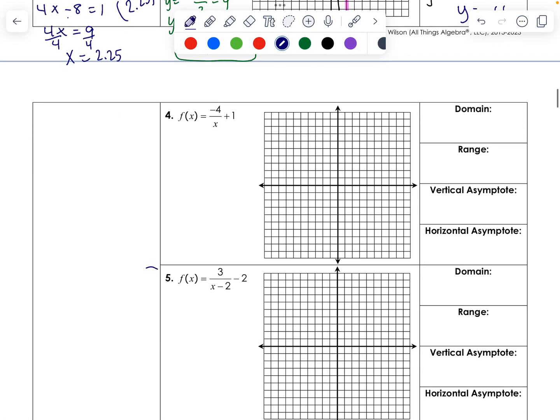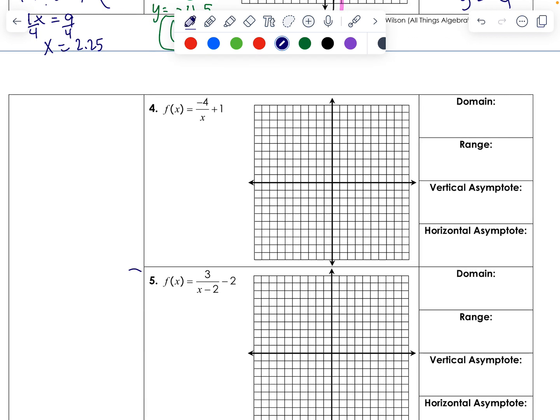Alright guys, you are getting this video because we did not have class yesterday, so I wanted to re-explain this and then do a few problems on the worksheet for you. So we're going to do number 4.